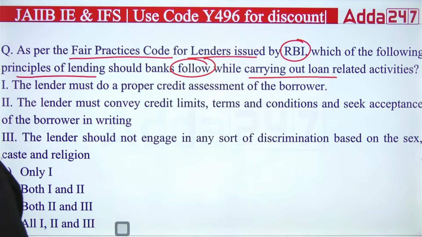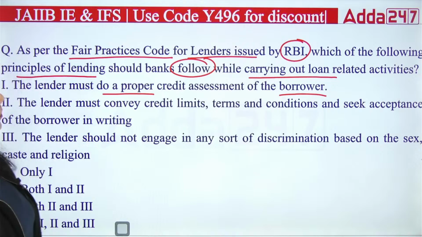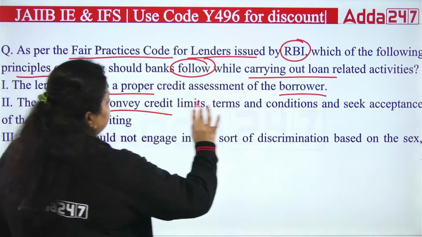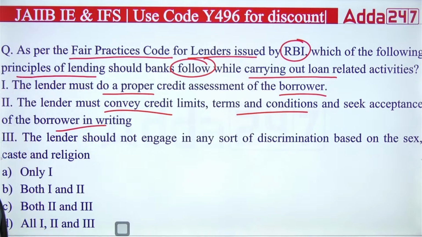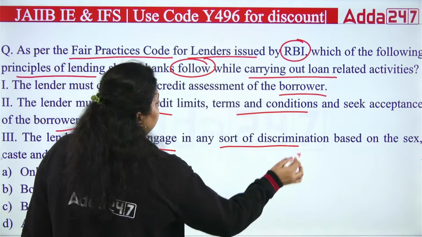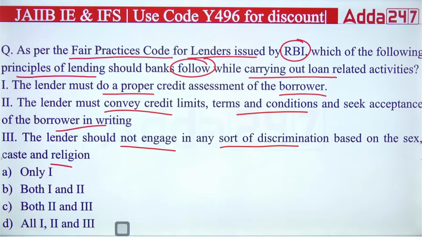First is saying the lender must do a proper credit assessment of the borrower. Second, the lender must convey credit limits, terms and conditions and seek acceptance of the borrower in writing. Third, the lender should not engage in any sort of discrimination based on sex, caste and religion. So what do you think? Which of the following is correct here? As per the fair practices code, which of the following principles of lending should be followed by the bank? A, B, C and D.